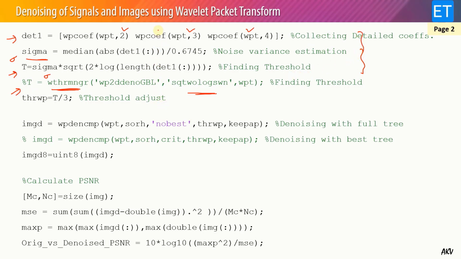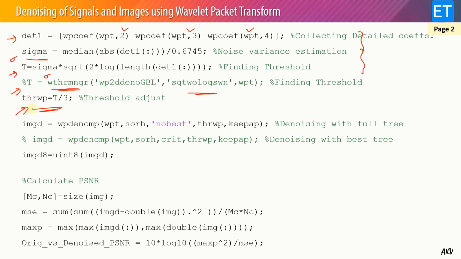If you do not want to write these 3 lines, you can use this single line to achieve the same threshold value t with the same method. And here I am reducing this threshold value by 3. Okay, so this threshold I will use for denoising.